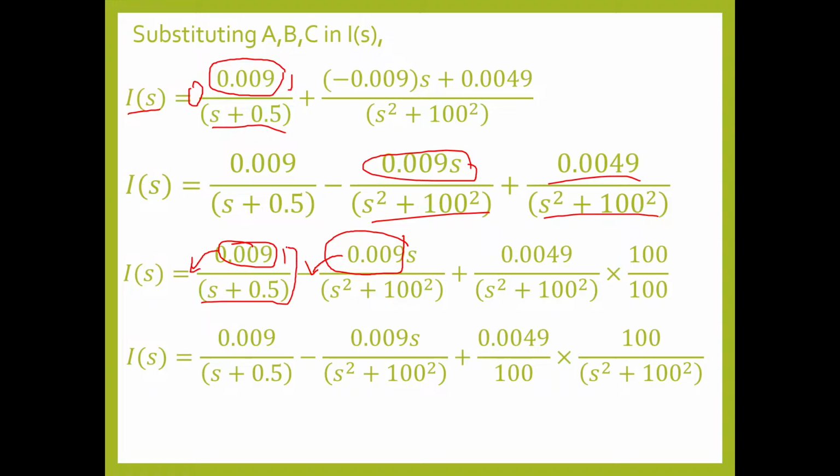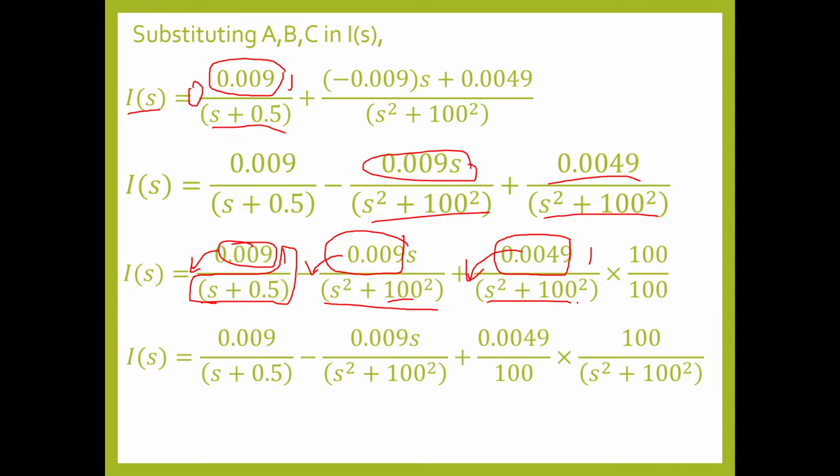I can go for partial. If I go for inverse Laplace transform, I can replace it with e power minus 0.5t. Similarly, if I take this 0.009 common and write it aside, I have s divided by S square plus 100 square. So that also I can replace with cos omega t. Omega value is 100. And in here, if you see, in the numerator 0.0049 is there, in the denominator square terms are there. So if I take this common and write it aside, I will get 1 divided by S square plus 100 square.